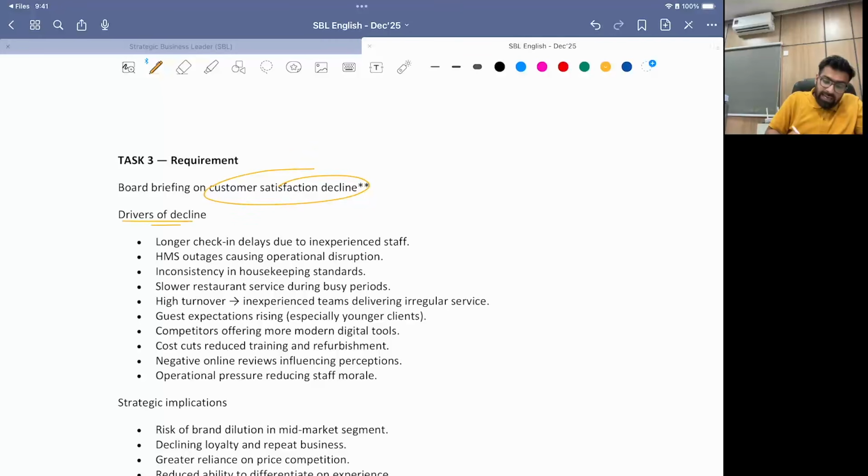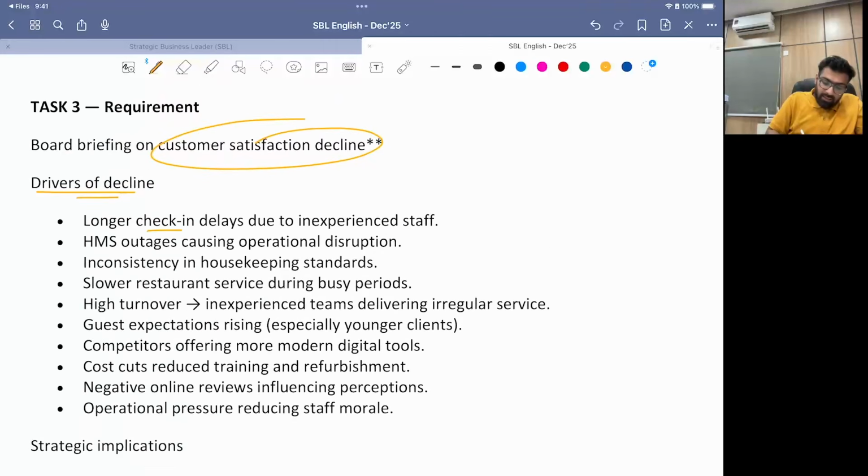What drives this decline? Longer check-ins, inexperienced staff, HMS outages that just show your system is outdated. Housekeeping standards are not standardized, even the pressing of your clothes is not standardized, right? Slower restaurant services, high turnover, inexperienced teams, guest expectations rising, competitors offering more modern digital tools, cost cuts reduced, negative online reviews. Yeah, this global village is bloody hell in terms of ranking.